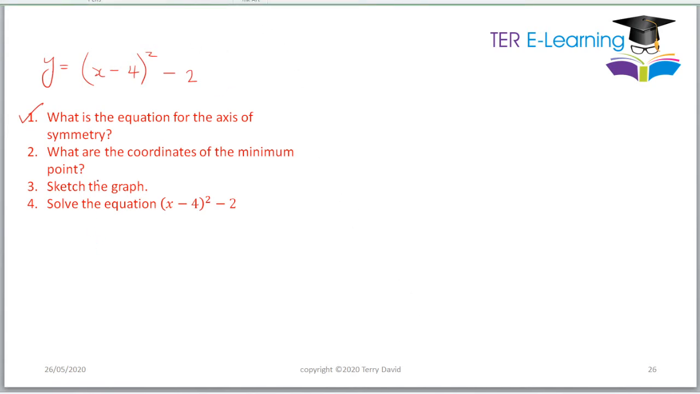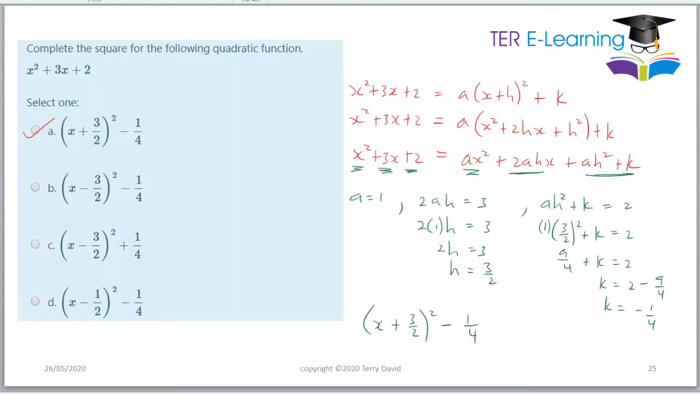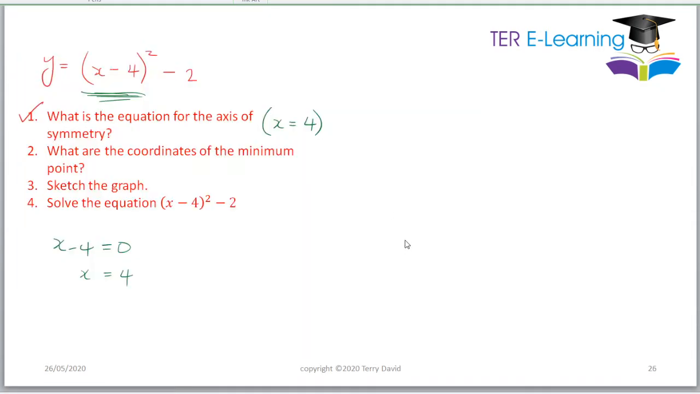So when they ask you what is the axis of symmetry, what you need to do, you see this part of the equation here, what you're trying to square, you need to say x minus 4 is equal to 0. That's what you need to do, and therefore x is equal to 4. So the answer for part 1 is x is equal to 4.